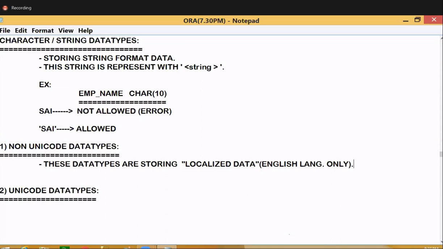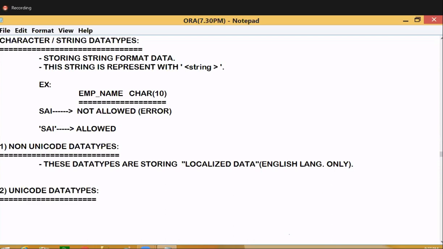Suppose you go to some Arabic countries, mostly they are using Arabic languages. If I want to store Arabic language here, how can I store it, because this supports only English language? Like this, French, Dutch, Spanish, there are different languages in the world, and different languages' characters and data I want to store. The non-Unicode data types are not supporting. Then which types do I want to use?